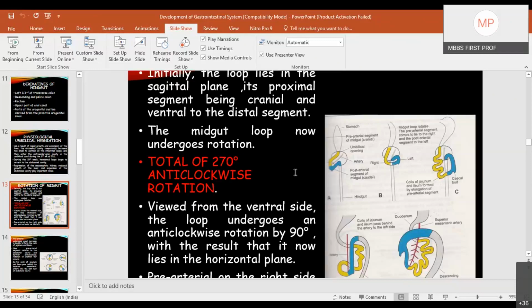Now, when the loop is lying outside the abdominal cavity after the 6th week of intrauterine life, it is arranged in the sagittal plane and it is like this. This is the superior mesenteric artery. Can you see? This is the pre-arterial segment and this one is the post-arterial segment. The fingers are showing the pre-arterial part and the thumb is post-arterial. Now, from this orientation, that is cranial and caudal part, the pre-arterial and the post-arterial, they go 90 degrees of counterclockwise rotation and they become right and left.